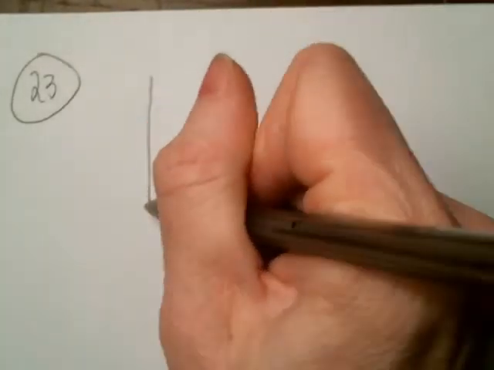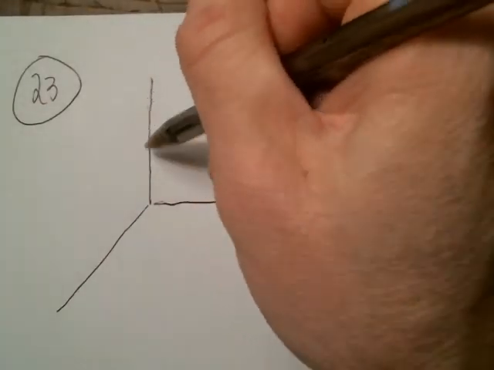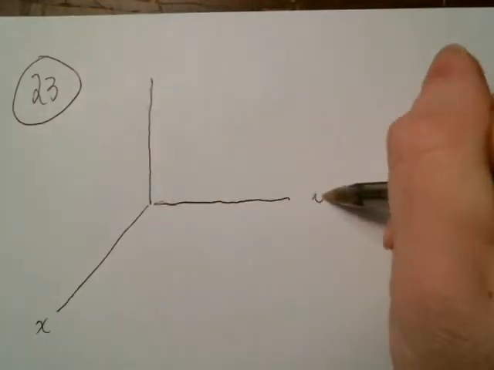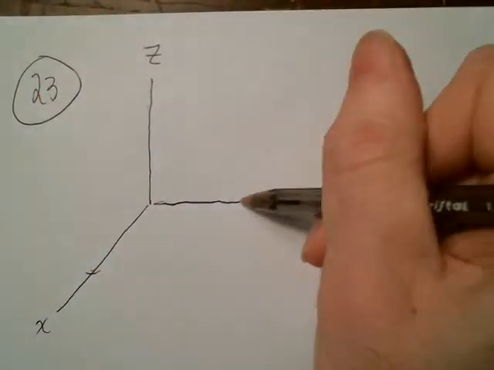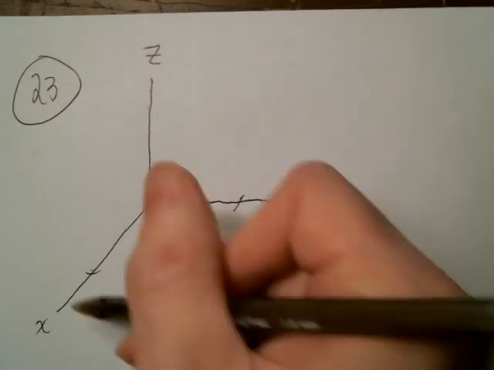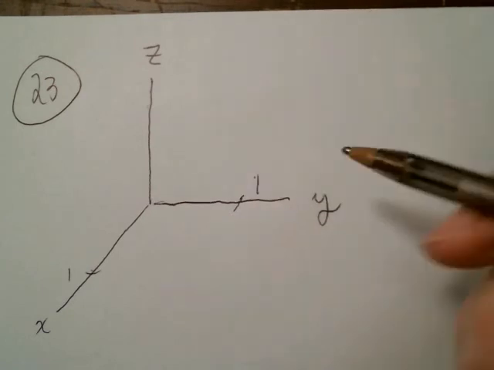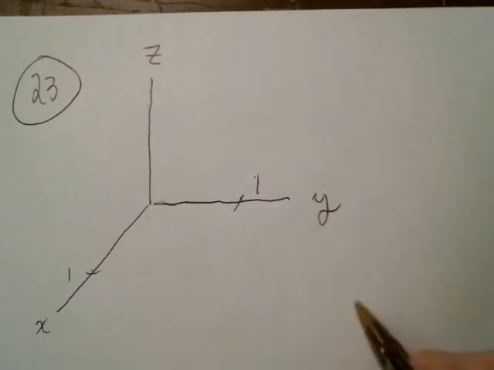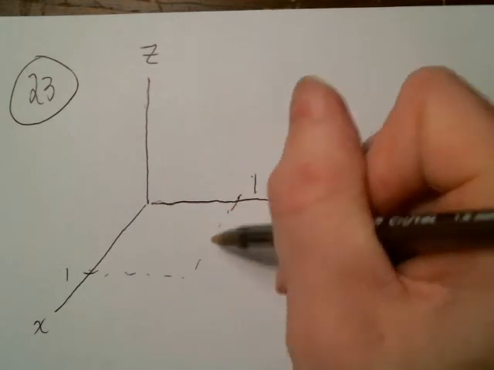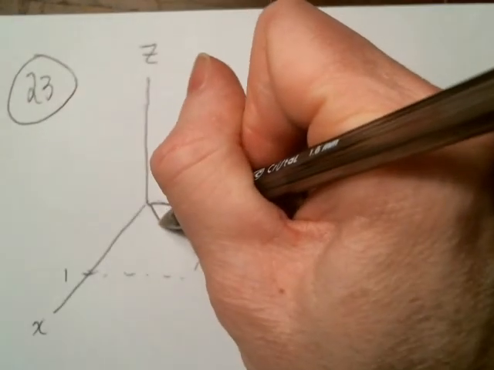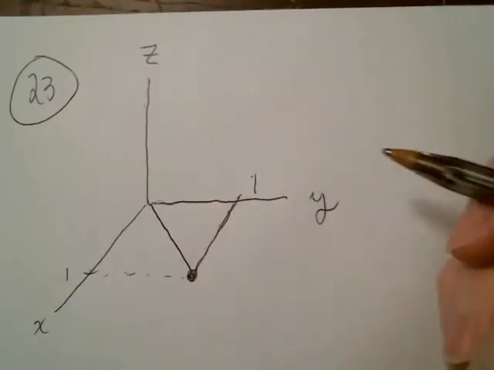I'll try to draw it. So we have our x-axis, y-axis, z-axis. In the xy region, we have a box. Well, we're going to be integrating over a triangle, but you can think of a box going one up here, one over here. So in the xy plane, it's actually y equals x. And then y equals 1 is this guy right here.